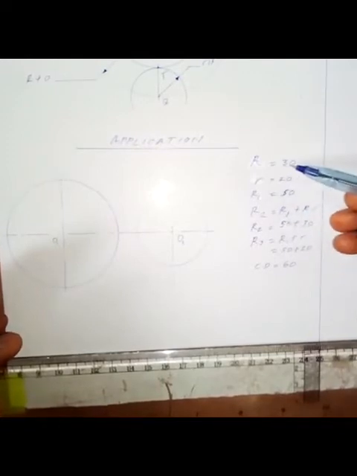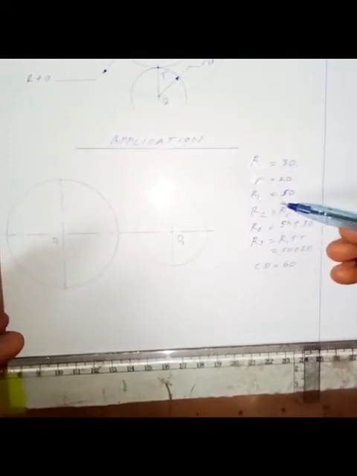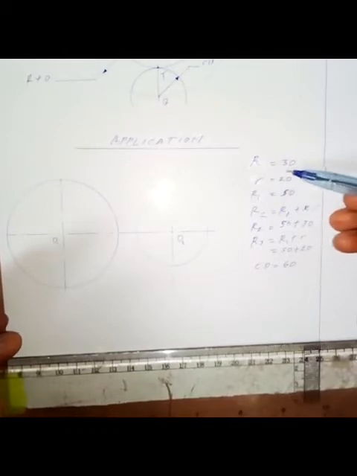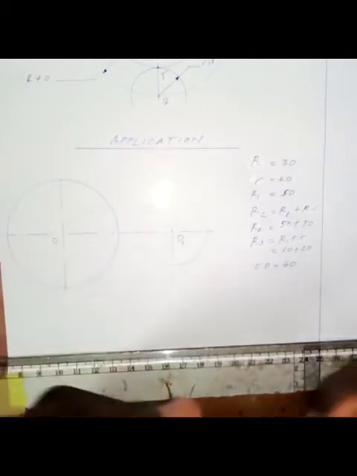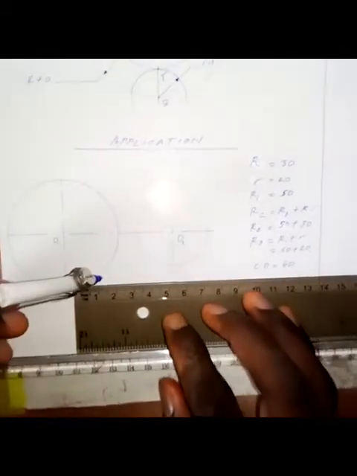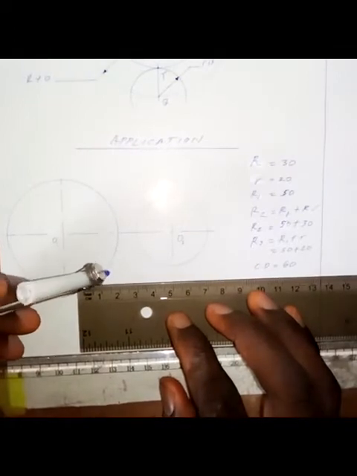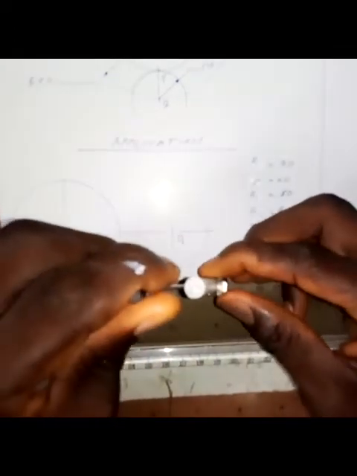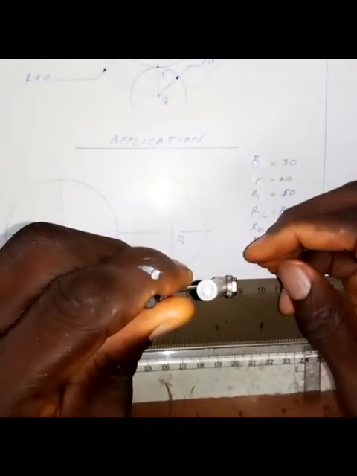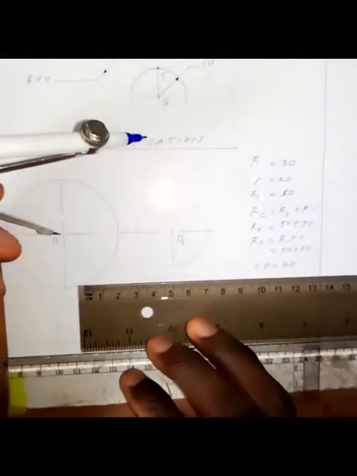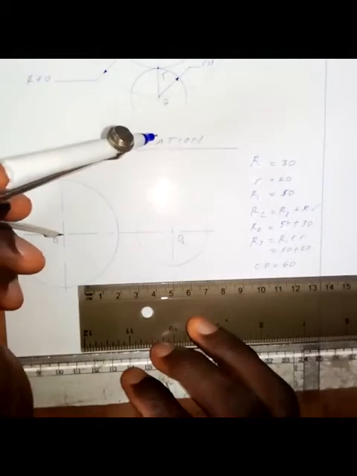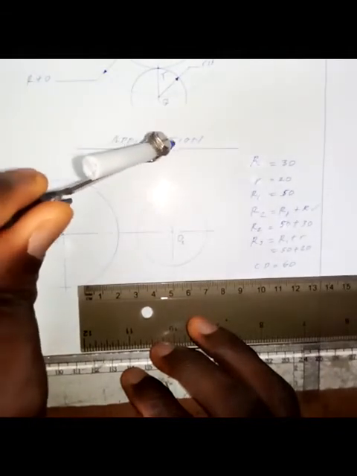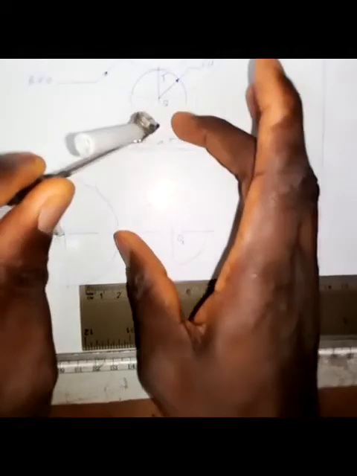So R1 is 50 and R is 30. So 50 plus 30 is 80. So you take 80 mm on your ruler. Take 80 mm on your ruler. So this is 80 mm. So this 80 mm, you put it at O1. Put it at O1.